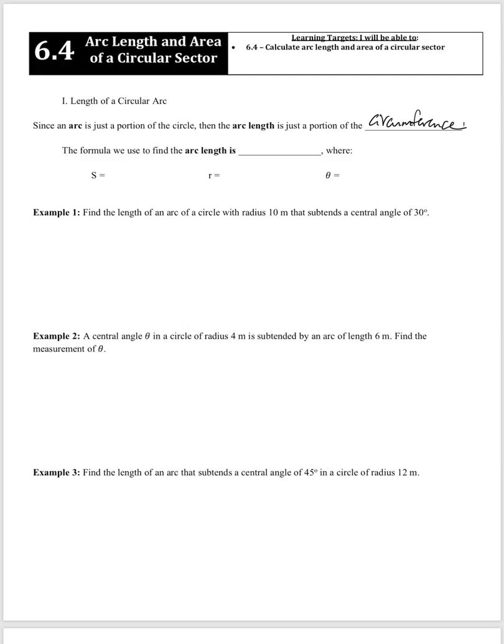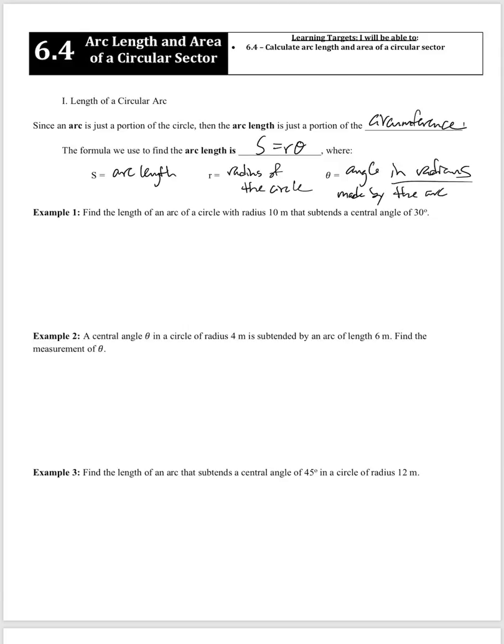So the formula to find the arc length is S equals R times theta. S is the arc length. R is the radius of the circle. And then theta is the angle in radians made by the arc. And that's measured at the center of the circle.